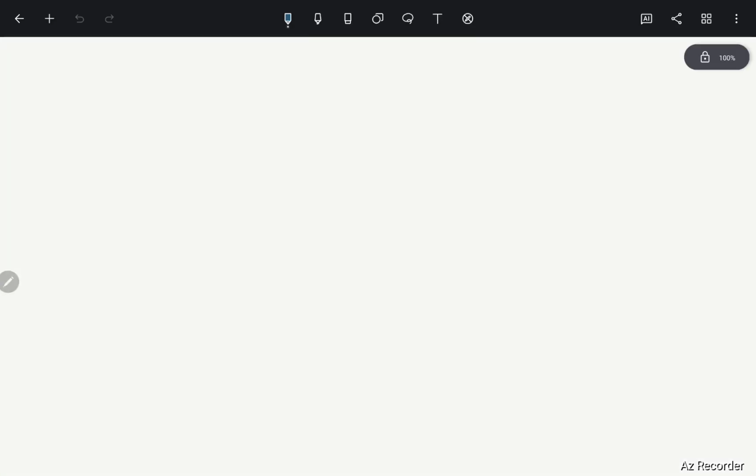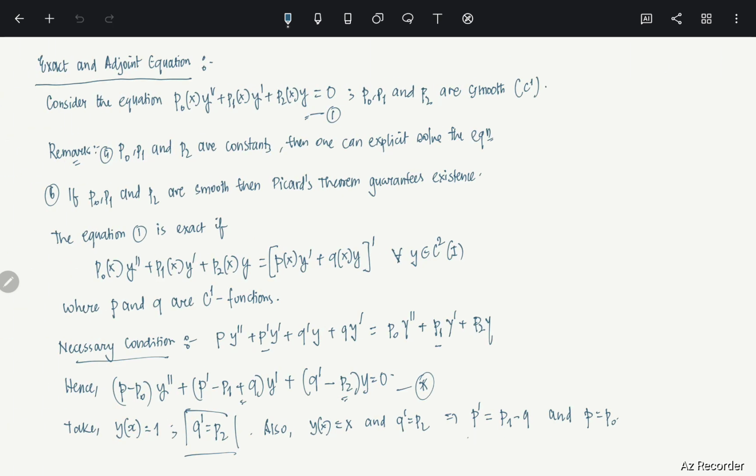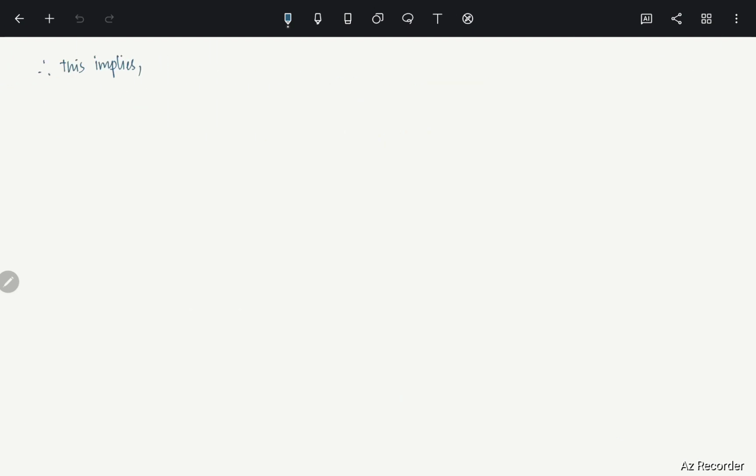So now you see, therefore, these equations imply what? p prime is p1 minus q, p equals p naught. So p naught prime is p1 minus q. That's what you are going to get. And then q prime is p2. So if you put all of this together, let us write it here, otherwise we will get confused. What do we have? p naught is p. p1 is p prime plus q.